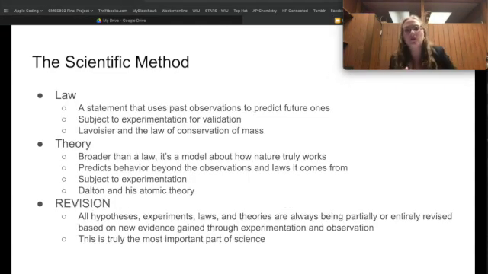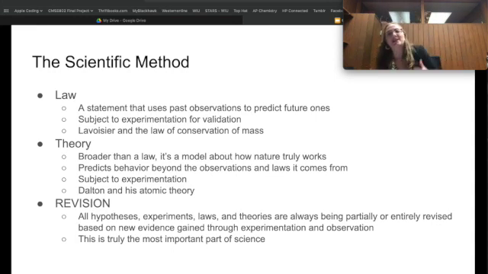So once you are able to kind of settle on what's going on, you might make something called a law. So this is a statement that uses past observations to predict future ones. So you're kind of saying, hey, this has happened all the time doing this one thing. I bet it happens every time you do something similar. So it's subject to experimentation for validation. We don't just call something scientific law and say, boom, done. That's it. Case closed. I'm out. You know what I mean? We're going to continue to experiment for validation to, again, try to prove wrong.